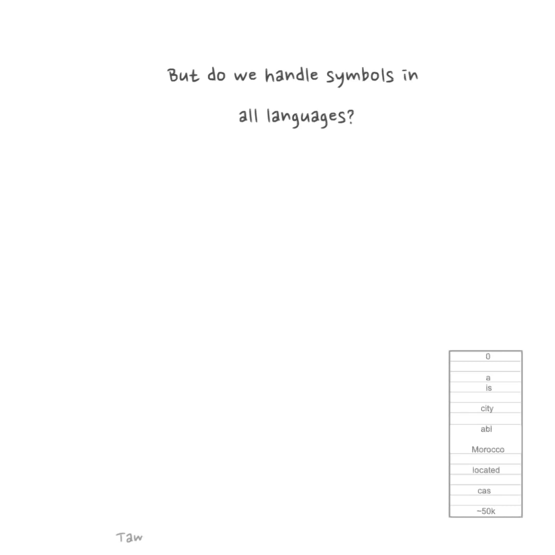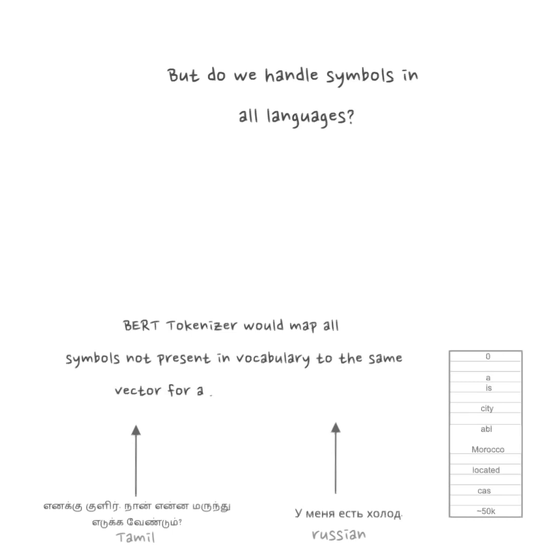But how do we handle symbols of, say, Tamil or Russian that occur in the training text? A multilingual corpus, needless to say, is useful for many tasks. A tokenizer, like the one used for BERT, would map all symbols not occurring in the vocabulary to a special unknown token. But that will map all unknown symbols of all languages to a single vector. This would limit the model's ability to learn about those languages.